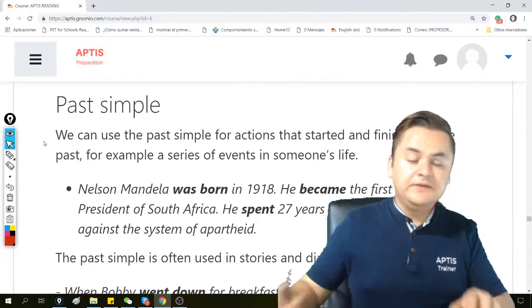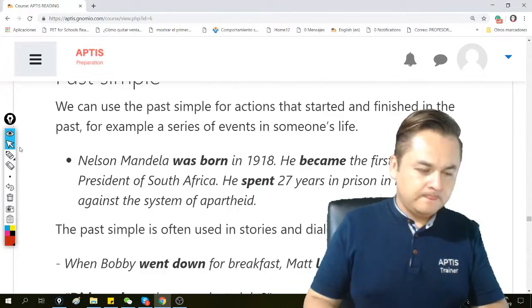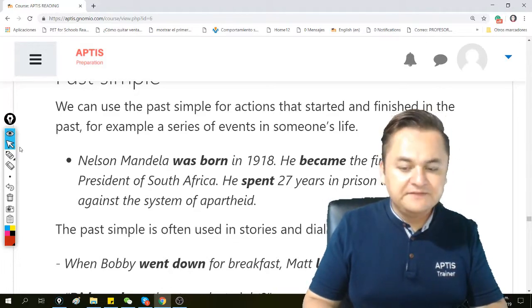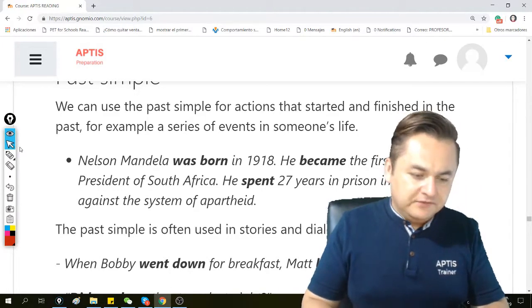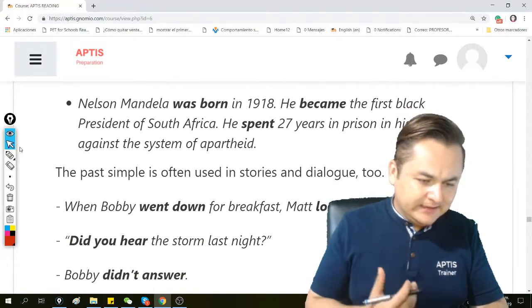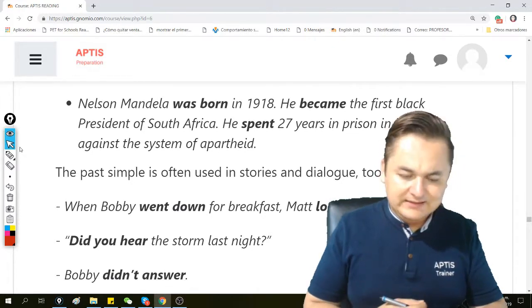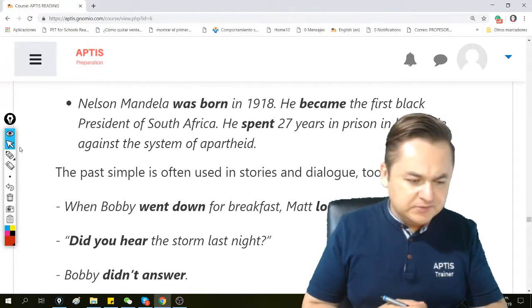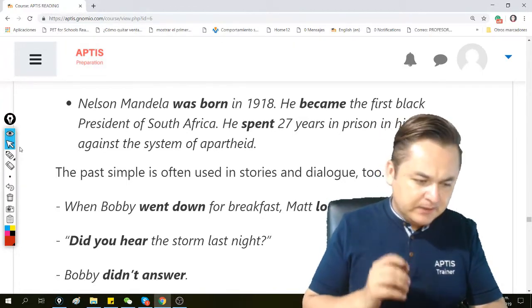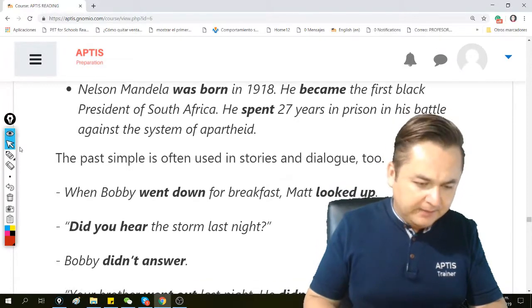So, one of the uses is for the simple past. We can use the past simple for actions that started and finished in the past. For example, a series of events in someone's life. For example, Nelson Mandela was born in 1918. He became the first black president of South Africa. He spent 27 years in prison in his battle against the system of apartheid.